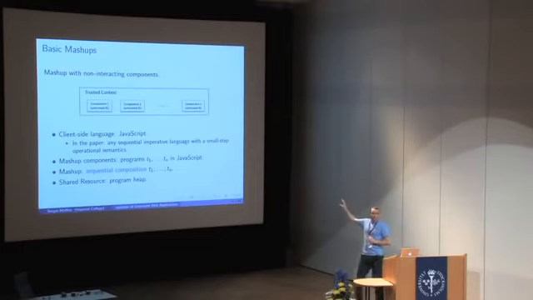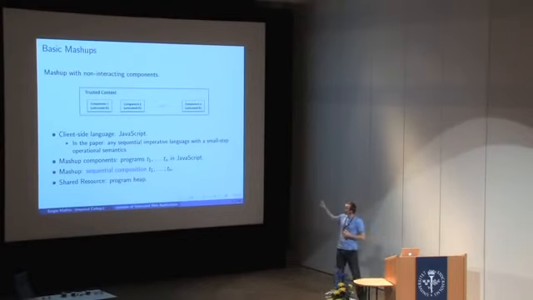So a basic mashup, as I will be talking about, is represented by this diagram where we have a trusted context, let's say the Google page, and a bunch of potentially untrusted components, the individual gadgets. We consider JavaScript as the language in which these gadgets are written. There are other options in the browser, but JavaScript is the most common one and is also the most fun for us to work with.